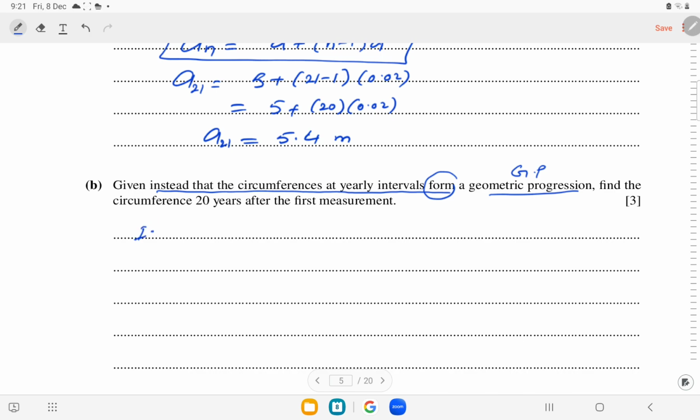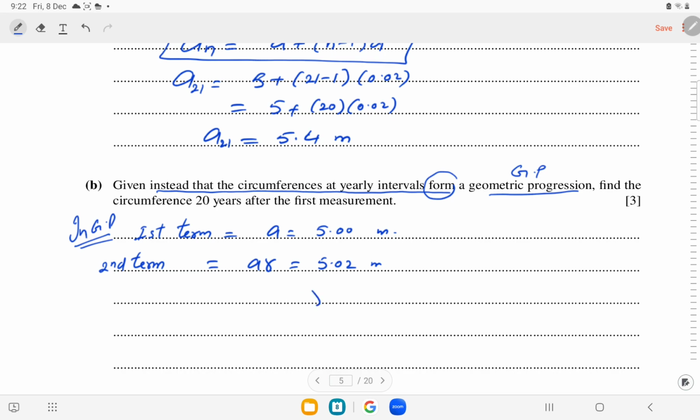So the first term of the AP and GP are the same as given in the question statement. First term is given to be A, that is 5.00 m in the part A question. And the second term in GP, again this time we are talking about geometric progression. So GP second term is AR, 5.02 m, right? Sorry, m is meter.